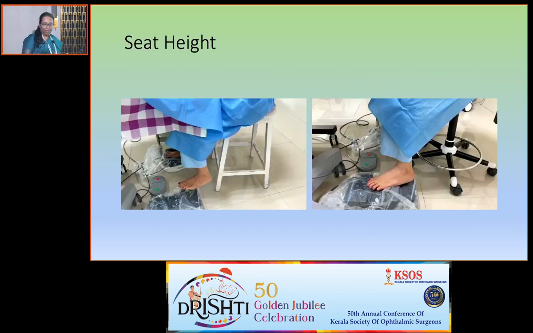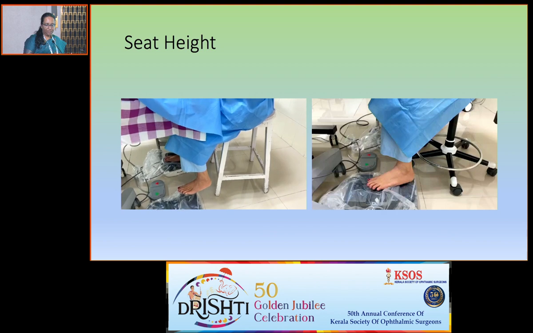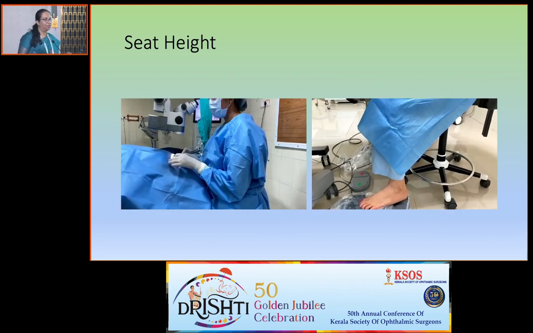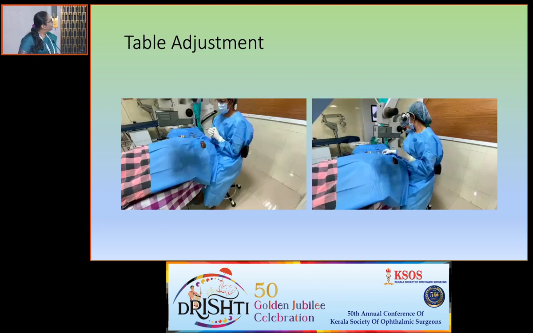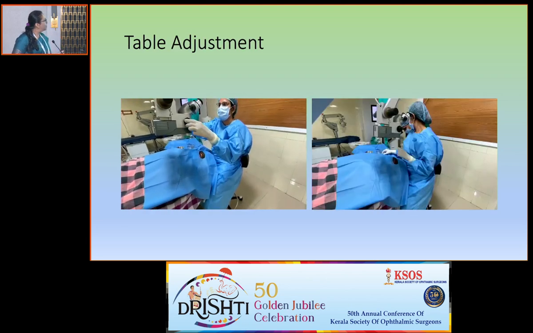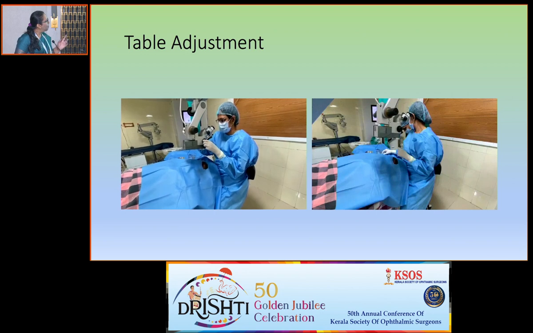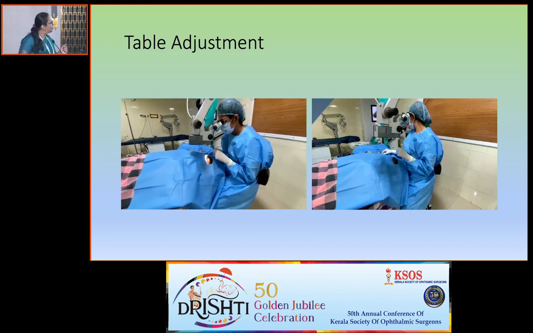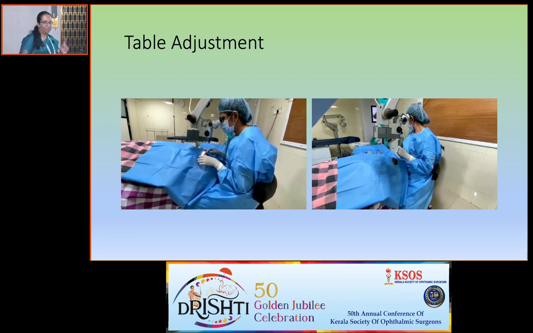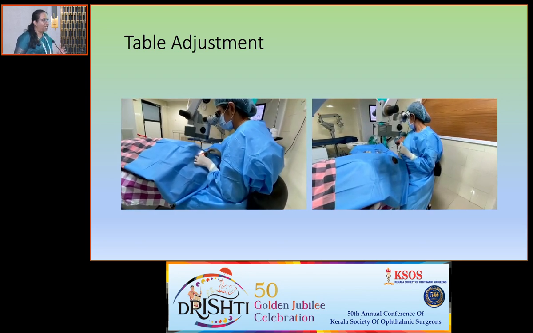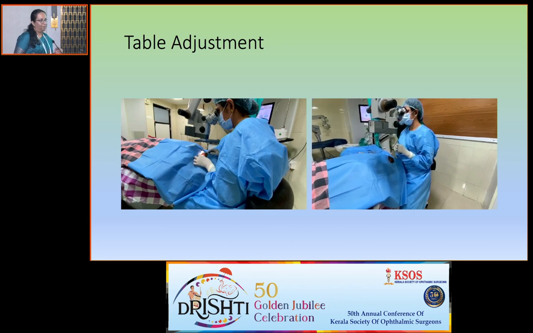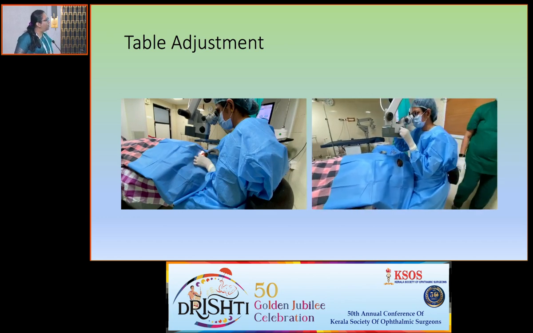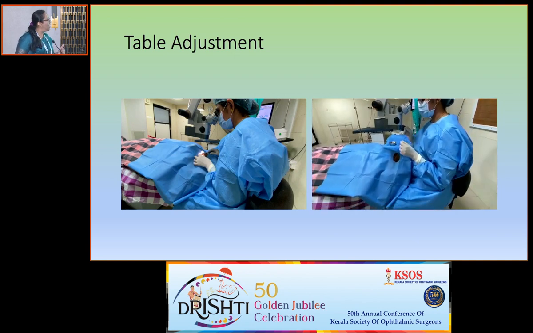Now coming to the operating microscope, set your seat height in such a way that your feet are on the ground. You should never have them hanging down. The second one is the table adjustment. If you do it like this, you find yourself bending over to do the patient. Instead, your first adjustment should be your seat. Your seat should be comfortable. Then you adjust your microscope.